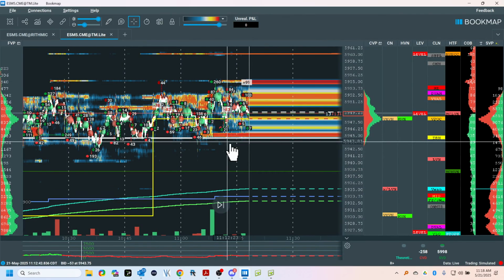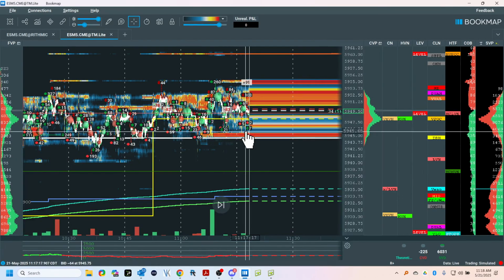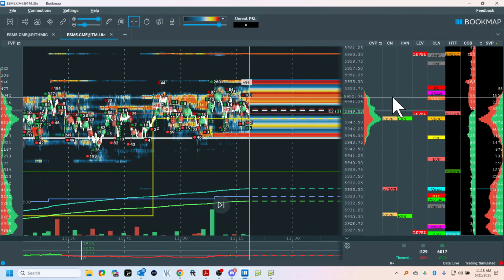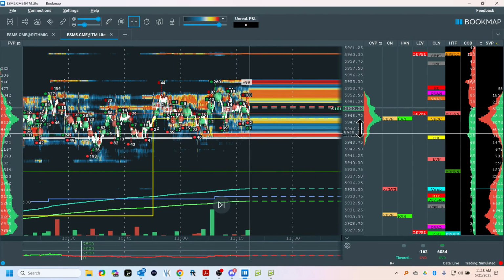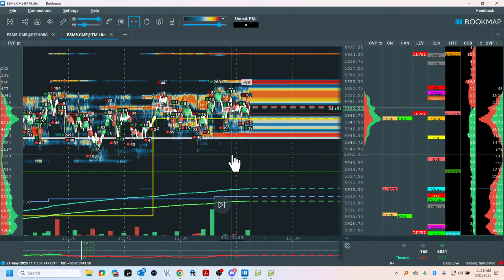Now, if it breaks down again, then I'll turn around and start trading shorts. In the meantime, I'm only trading longs. And this VPOC being located here supports the longs. So we'll see what it does. I hope that answers your question.